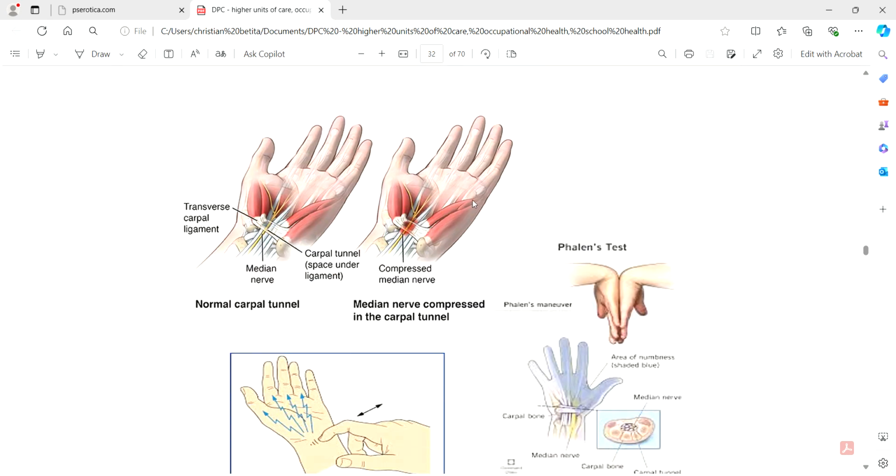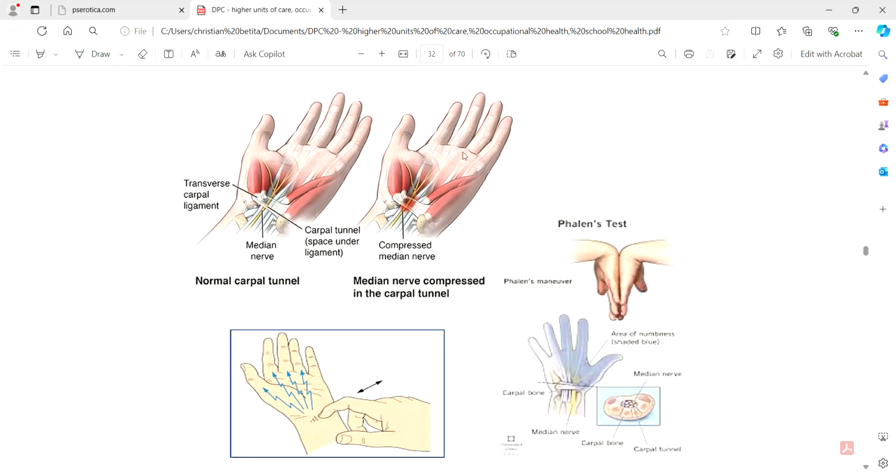Okay, so in carpal tunnel syndrome, there's impingement of the median nerve due to inflammation at the level of the carpal tunnel. So the median nerve passes through the carpal tunnel. When it's impinged, it causes the symptoms of carpal tunnel syndrome. And carpal tunnel syndrome is diagnosed through either the Phelan test or the Tinel test.